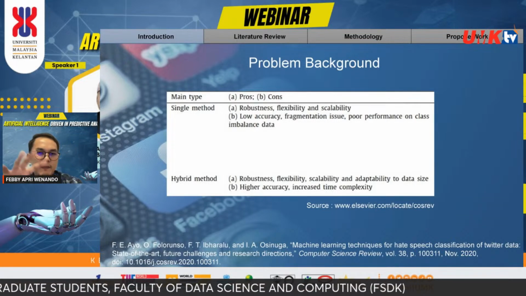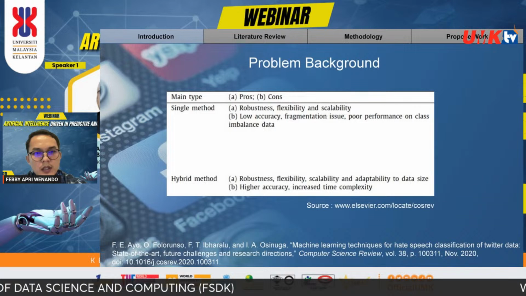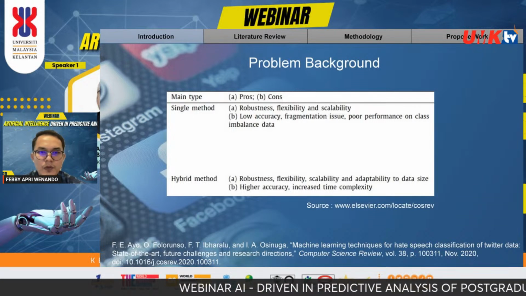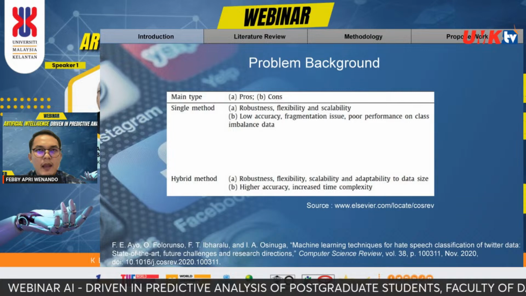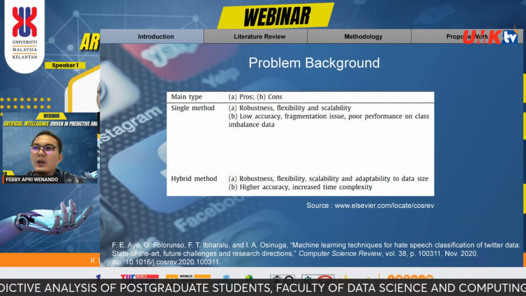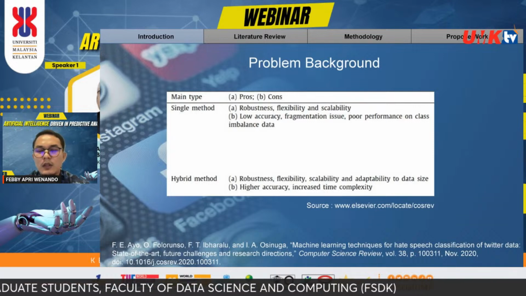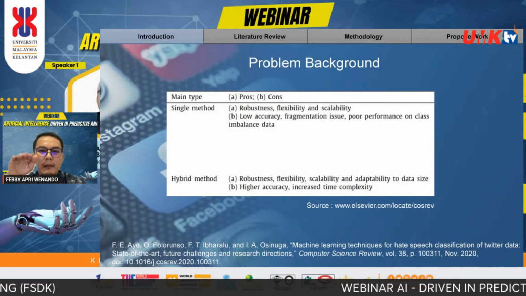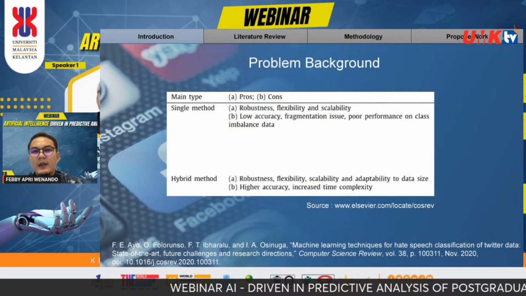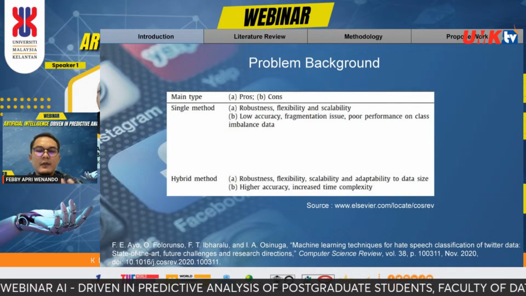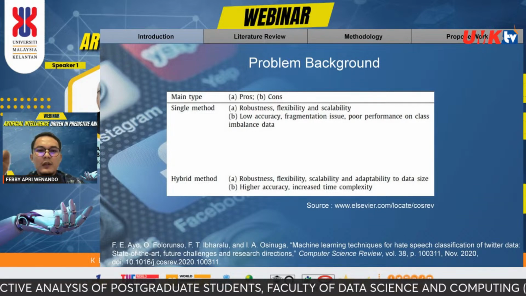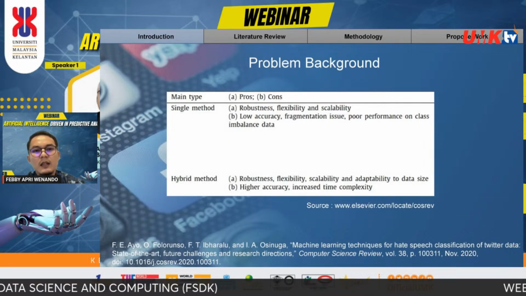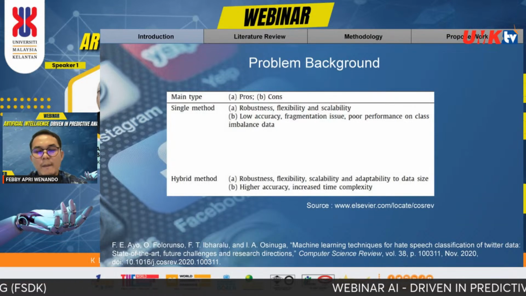Single methods have pros: robustness, flexibility, and scalability. The cons are low accuracy, fragmentation issues, and poor performance on classes, especially with imbalanced data. Imbalanced data is when the positive class and the negative class are not balanced. When we talk about machine learning, imbalanced data is an important issue that makes our system perform poorly. In single methods, imbalanced data is one big problem.